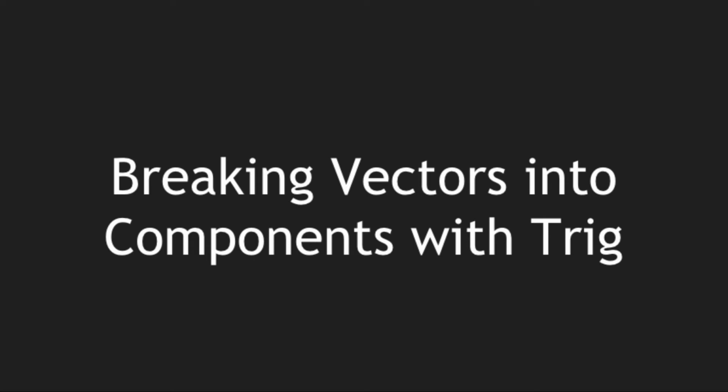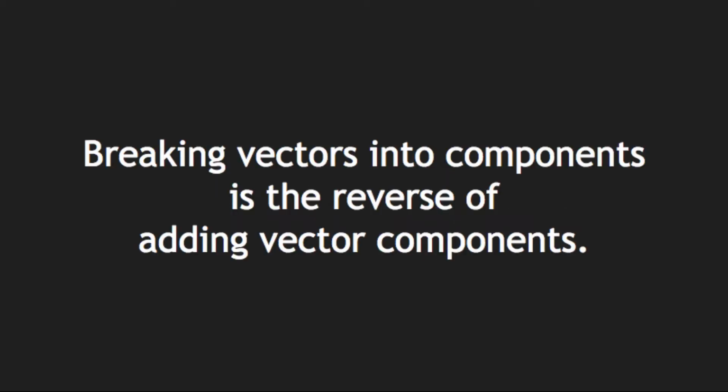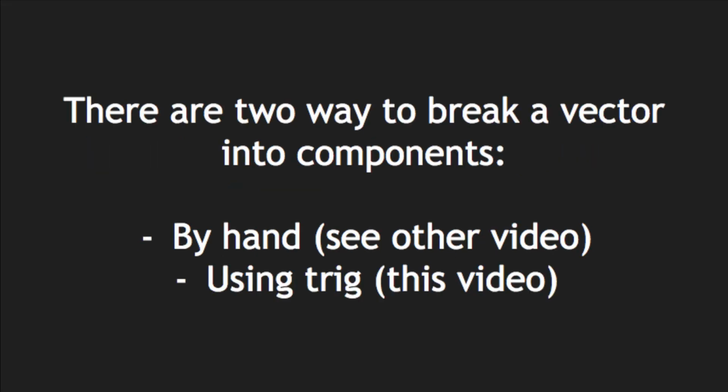Breaking vectors into components with trig. Breaking vectors into components is essentially the reverse of adding vector components to find a resultant. As with adding components, we have two methods, by hand and using trig. This video goes over the trig method. If you want to draw the vectors by hand, watch the video Breaking Vectors into Components by Hand.